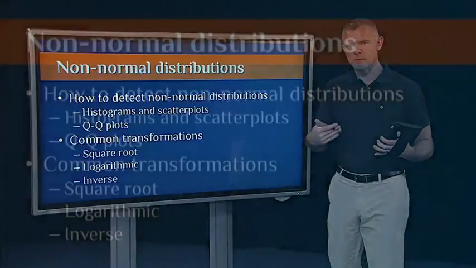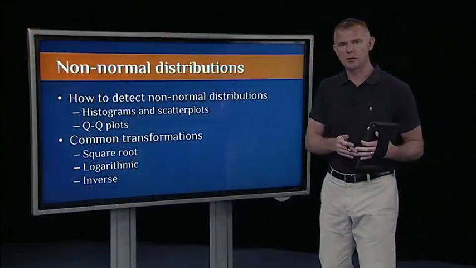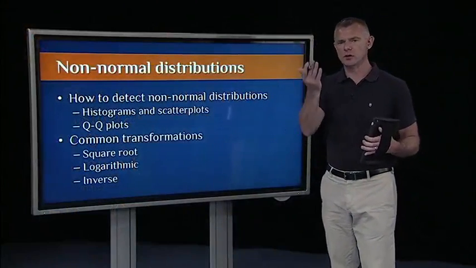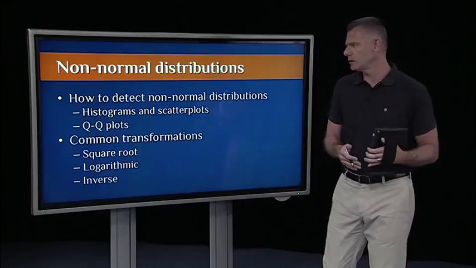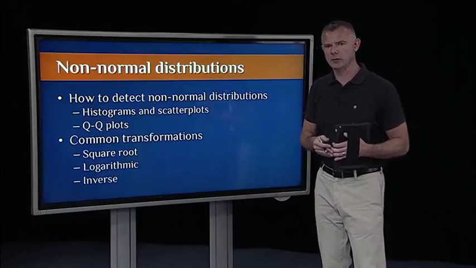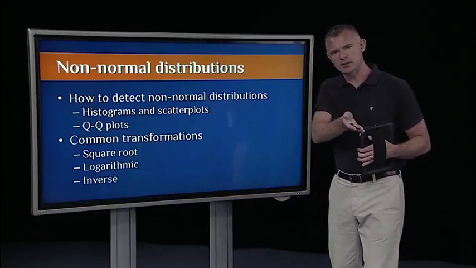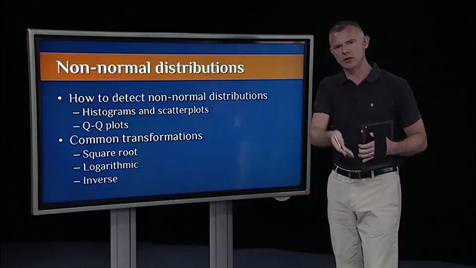Then we talked a little bit more about the idea of non-normal distributions. So we got a little bit more precise about how to detect whether something's normal or not normal. Remember, the simplest way is to just eyeball histograms and look for extreme skew, extreme kurtosis, or look for outliers, and look at scatter plots to see if we have linear relations.